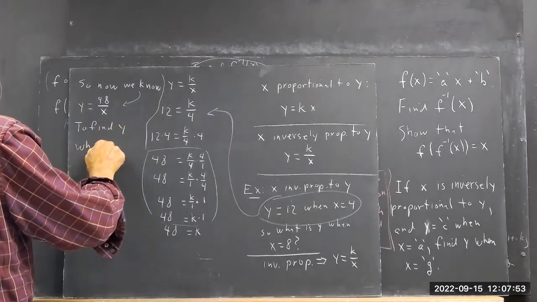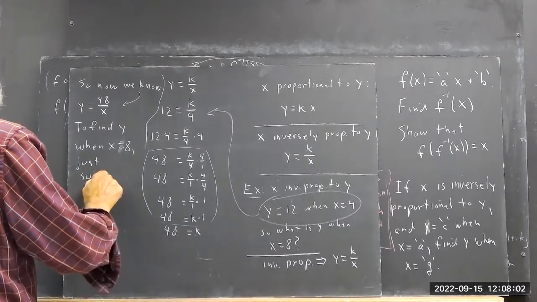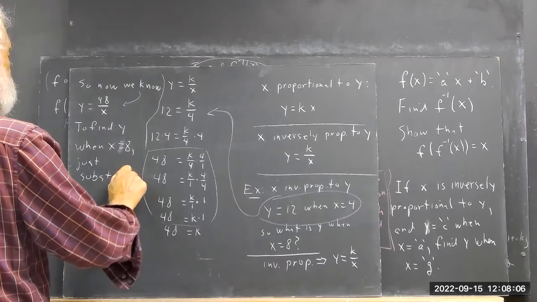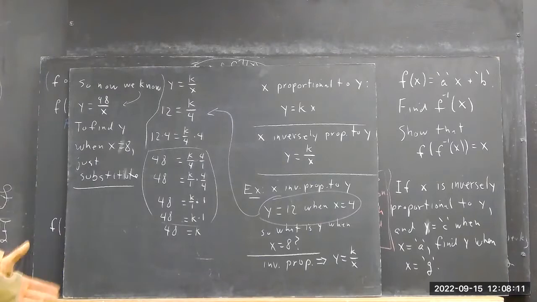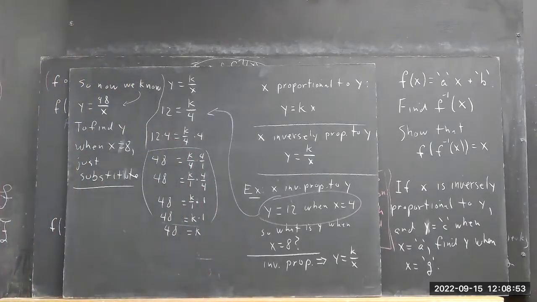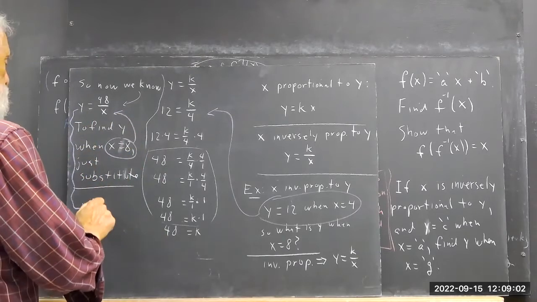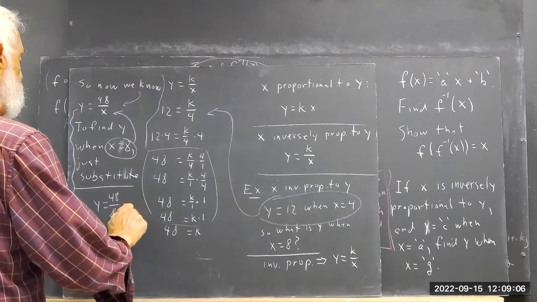find Y and X equals 8. Let's substitute. Okay, substitute. X equals 8, see what you get for Y. That's how you've already done it. I'm going to give you a second to do it. I'm not even going to look because I know you're going to get it right. Okay. I guess you got it right. But if X equals 8, let's substitute that in here. Then we get Y equals 48 over 8, which equals 6.